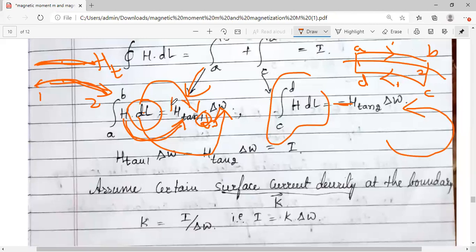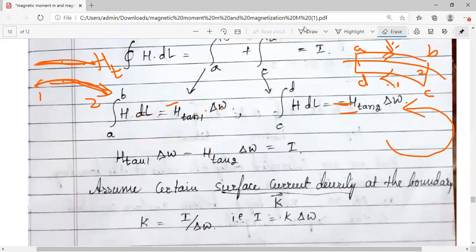So if one is positive, the second is negative. It can be of any. If you want this to be plus, this can be minus. If you want this to be negative, this will become plus. So according to Ampere's law, AB plus BC plus CD plus DA, out of this we want only these two horizontal ones, because we are interested in the tangential component. AB and CD we have calculated, and we have made the other two 0.